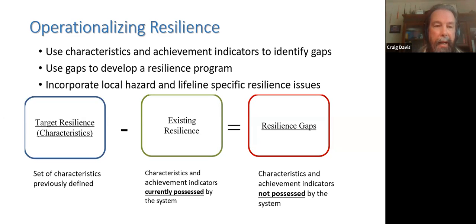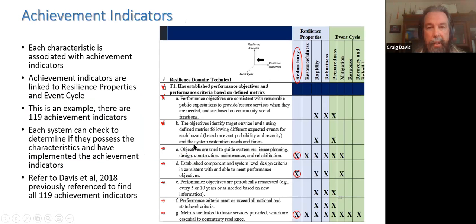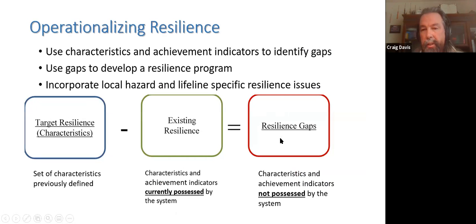Then you would identify at the bottom, we have our target resilience characteristics, which are tabulated. And I gave you an example of the tabulation. You identify by those check boxes that I mentioned what you have that's existing and what you don't have, which would be these lines that are crossed off that don't have the check boxes. Those are your resilience gaps, right? Those can be used as a basis for creating a resilience program, which would be implemented here.